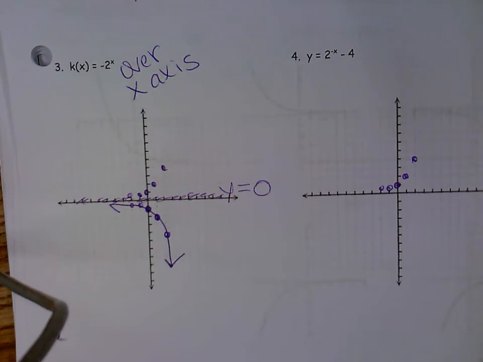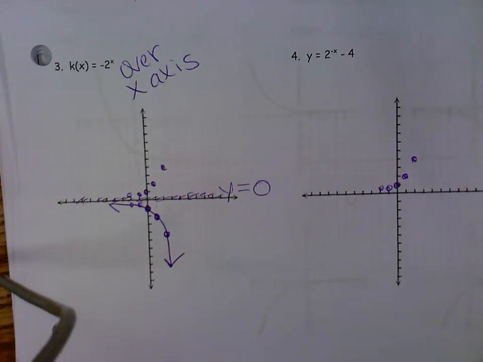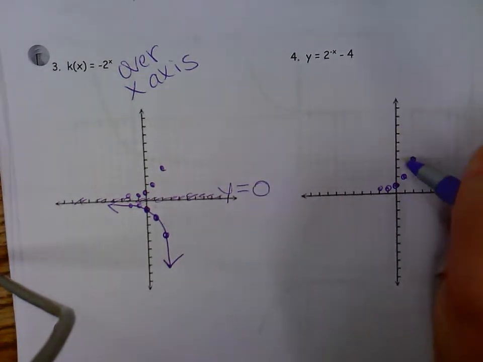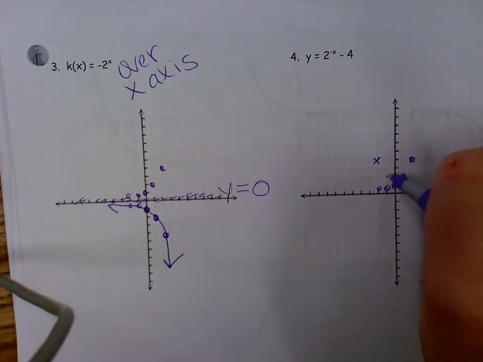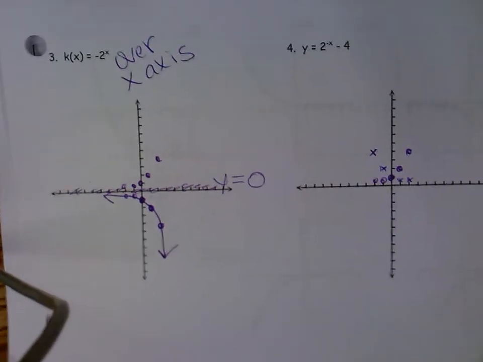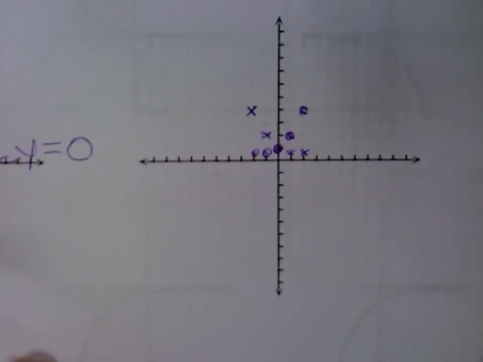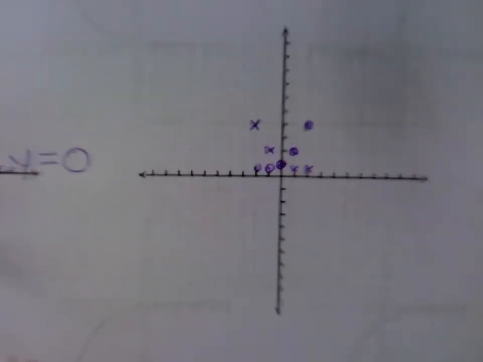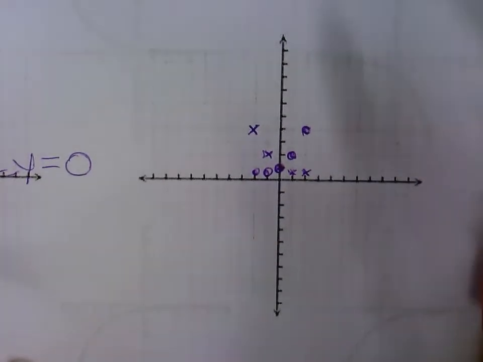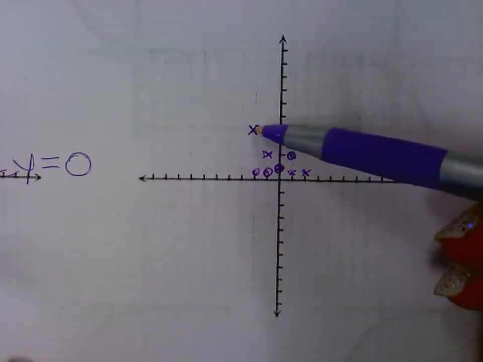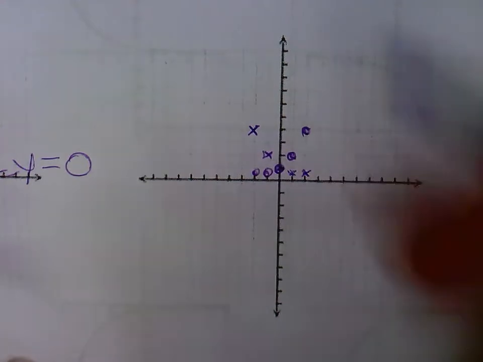So it doesn't matter which one you do first. I would do it in 2 separate steps. So if I was going to flip it over, I might put little X's to show this is not my final destination, but this is my flip over. So these X's right here, that's like step 1. I flipped it over the y-axis. So now I'm going to flip those X's down 4. So 1, 2, 3, 4 would put me right here.